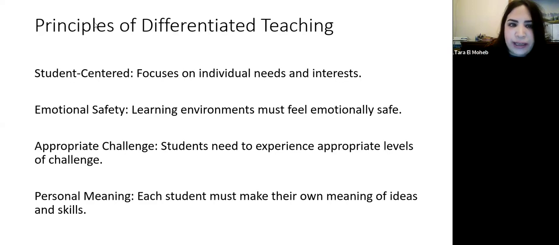Personal meaning: each student must make their own meaning of ideas and skills. It should be personal to them, to their own approach.